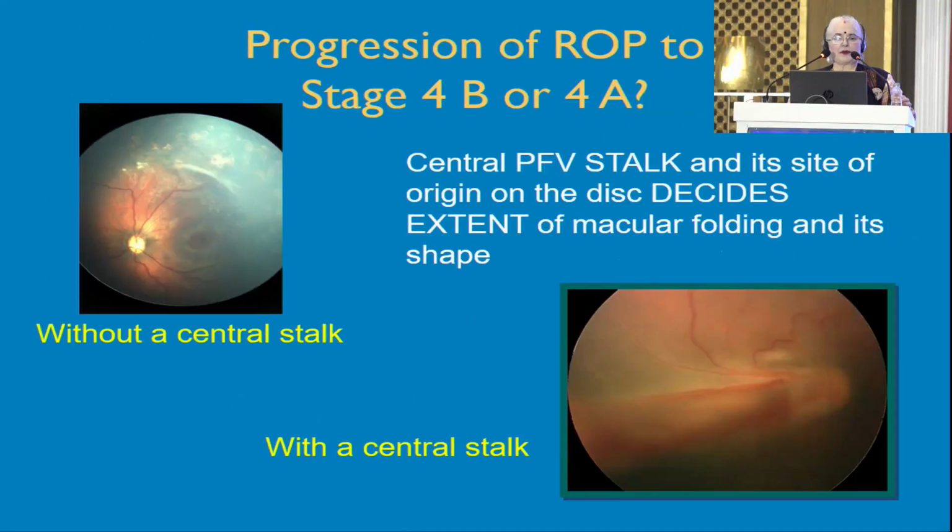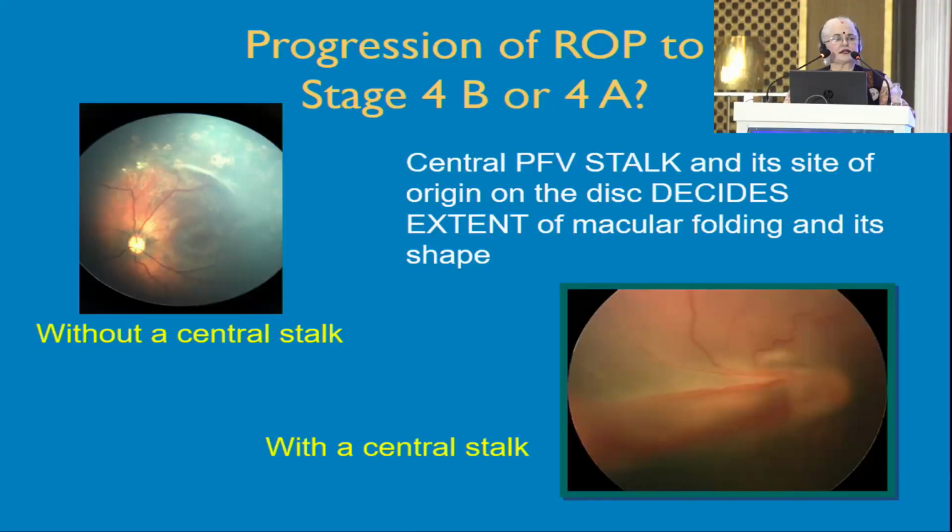Here is an example of retinal detachment in an ROP. You can see the first picture shows there's no PFV stalk, so you will have a stage 4A. It will not form a fold. But the moment there's a PFV stalk, then the retina will drag, and what you will get is that fold. That is how the fold forms.